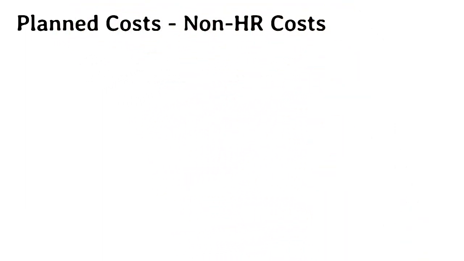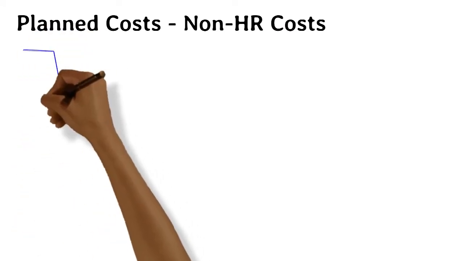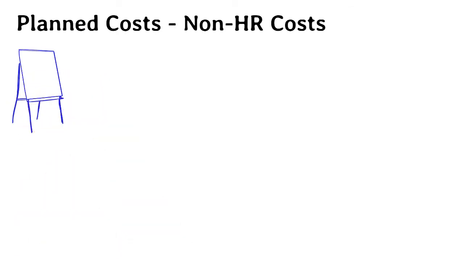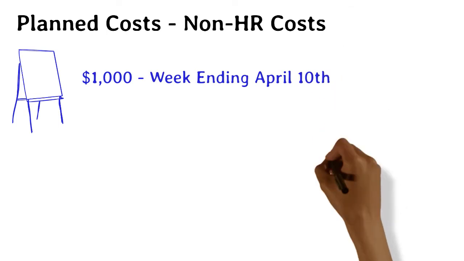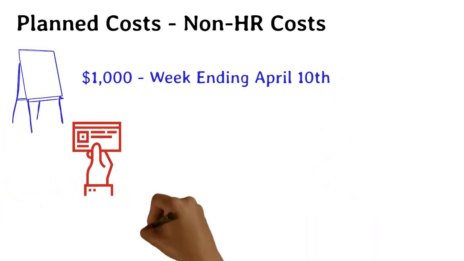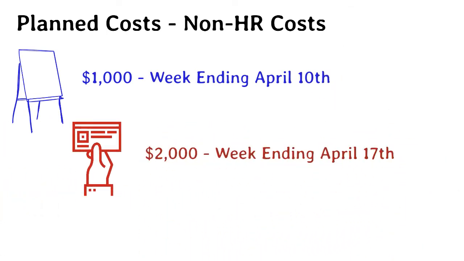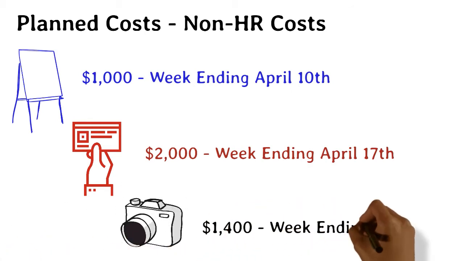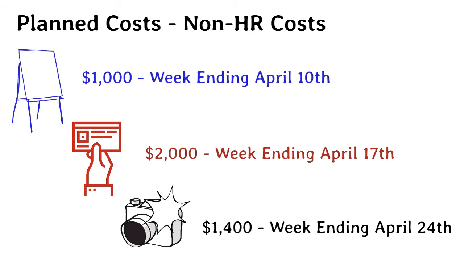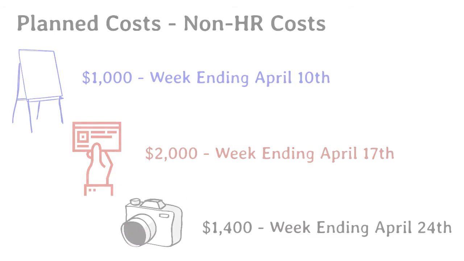For the non-HR cost, she determines when these costs will likely occur. Based on the schedule, the banner stands, $1,000, will be ordered during the week ending April 10th. The cards, $2,000, during the week ending April 17th, and the cameras and tripods during the week ending April 24th. All of these costs will occur during the executing phase.